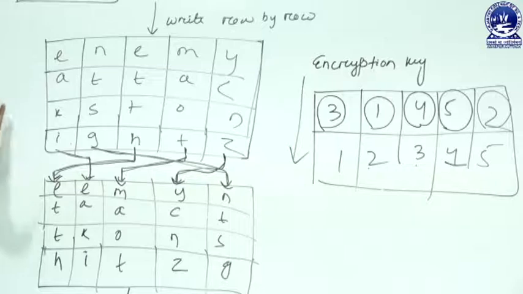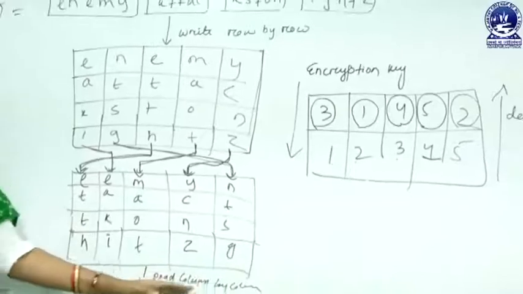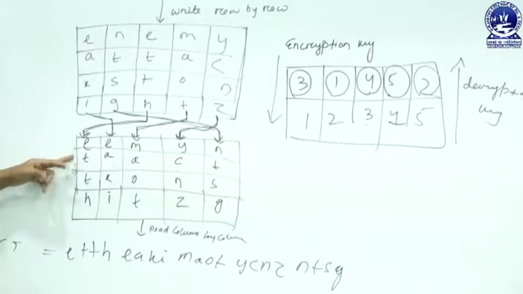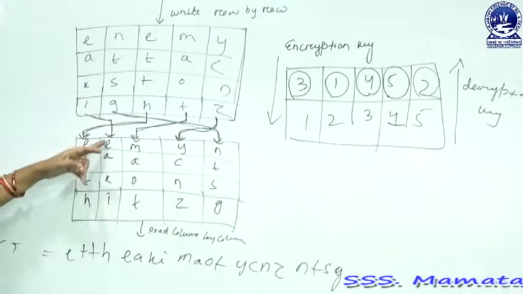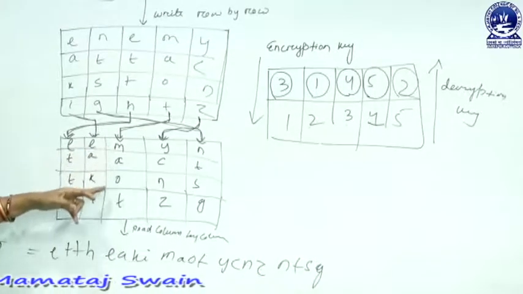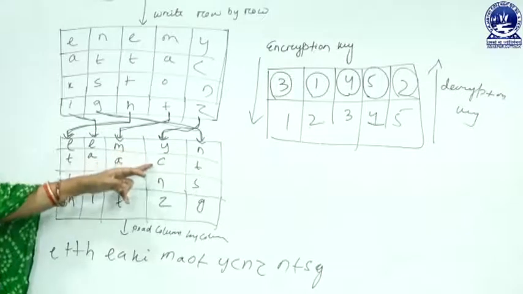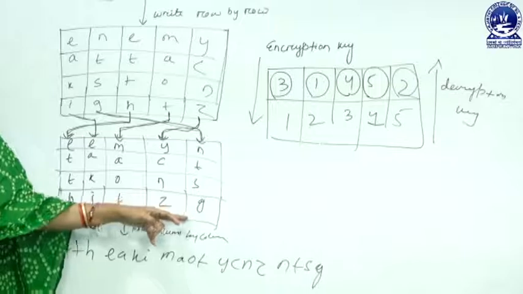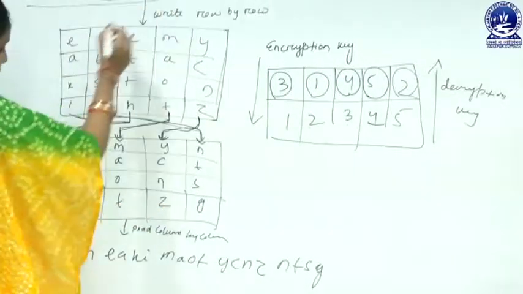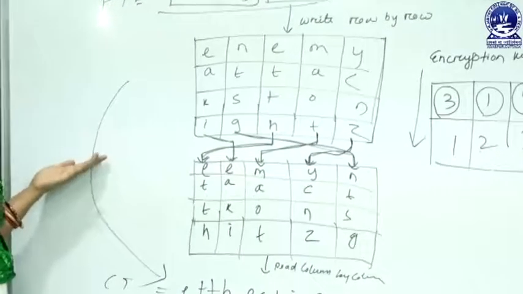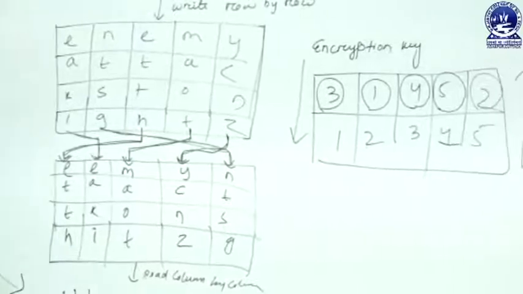After using the encryption key, you read this table column by column to create the ciphertext. Here the ciphertext is ETTH. Then next you read the next column, that is EAKI. Then next is MAOT. Then next YCNZ. Then the last one is NTSG. That means for this plain text the ciphertext is this one. And this is the encryption process of our combining two ciphers.